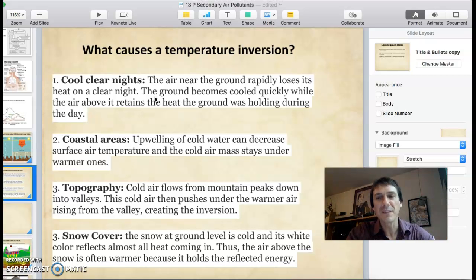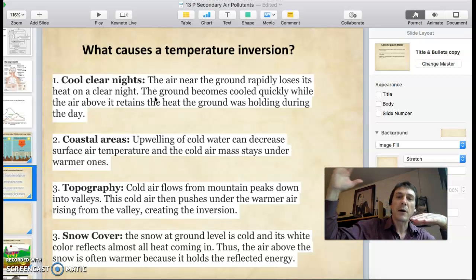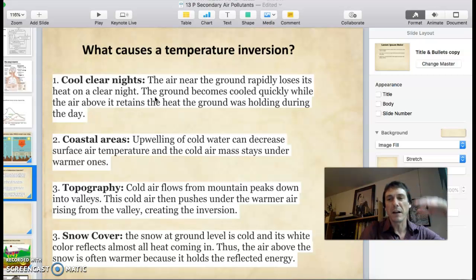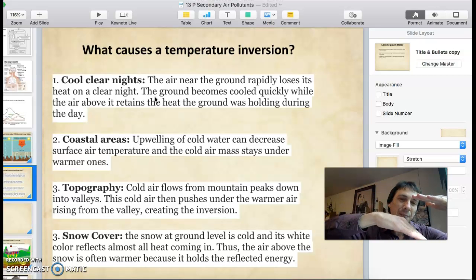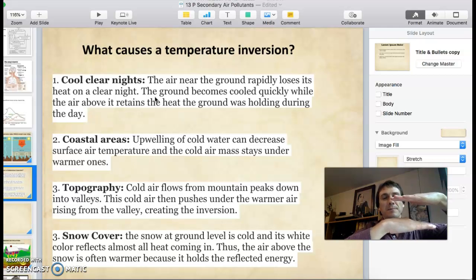Number 3, the topography. This is a big one, and this is, I think, why Los Angeles often experiences temperature inversions, because Los Angeles is kind of in a basin, in a valley, and so cold air flows from the mountain peaks down into the valley, and this cold air then pushes under the warm air rising from the valley. So you get warm air rising from the valley, cold air coming in off of the mountains, coming down because it's denser, cold air is denser, and so you get this temperature inversion there.